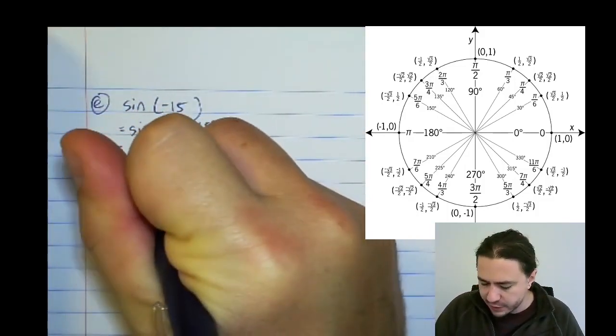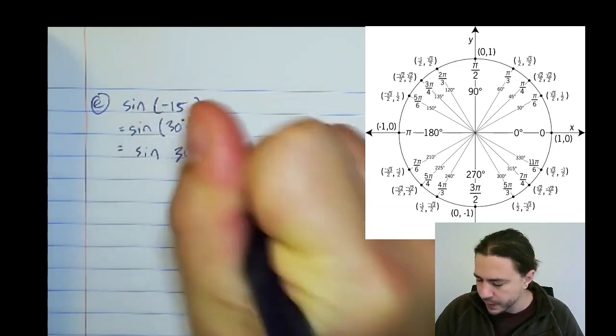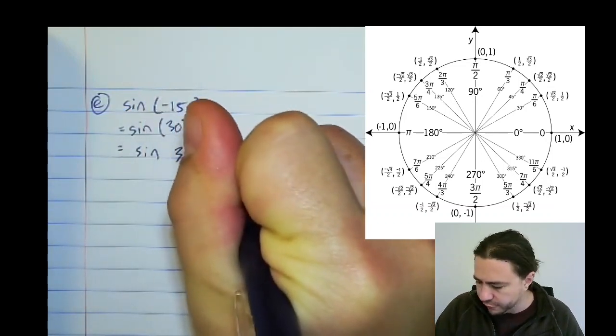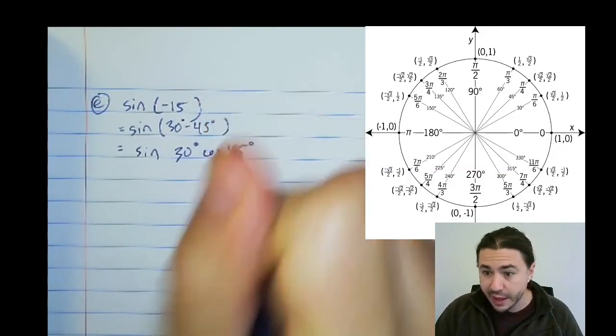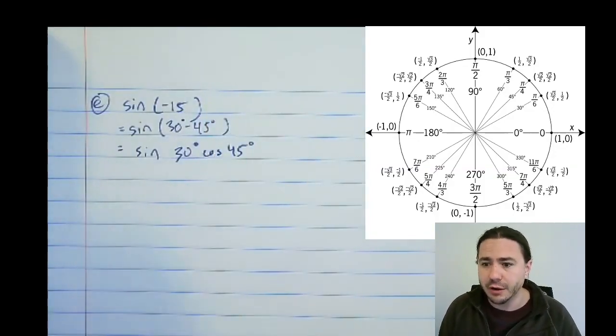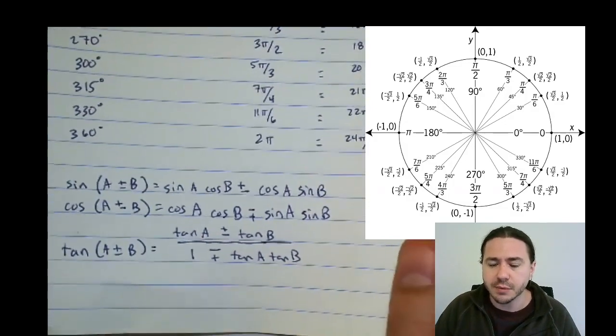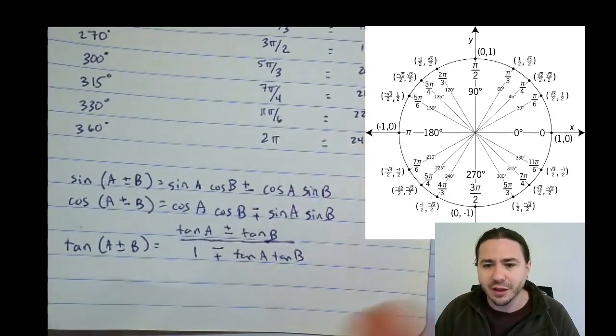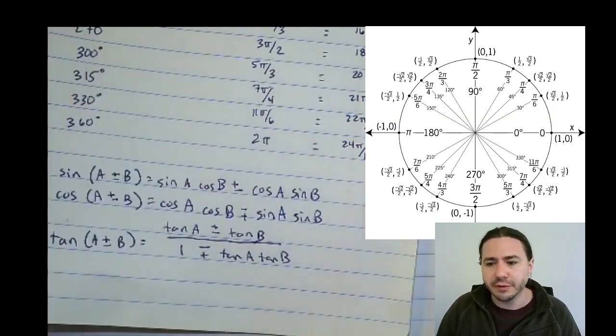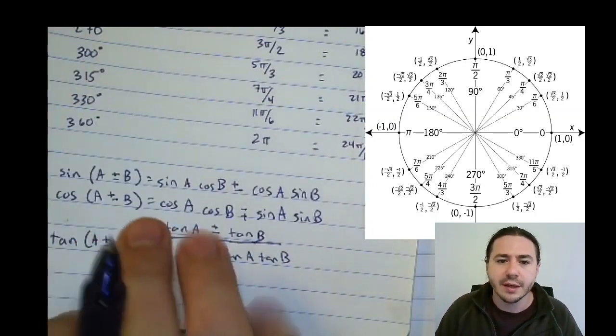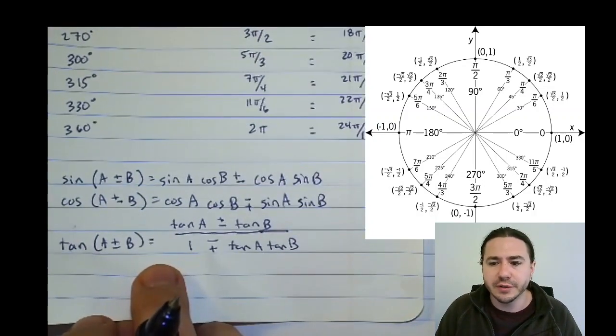We have sine of 30 times cosine of 45. And I'm going to be straight up with you. I don't have these memorized. I'm looking at this formula every single time I do these problems because I don't want to make a mistake. I mean, look, there are so many sines and cosines and pluses and minuses. It's too much to memorize. And let's be honest here, there's no reason to memorize these.